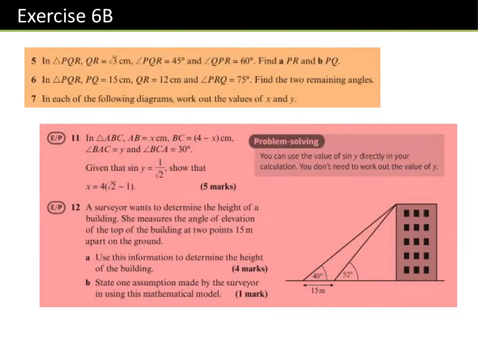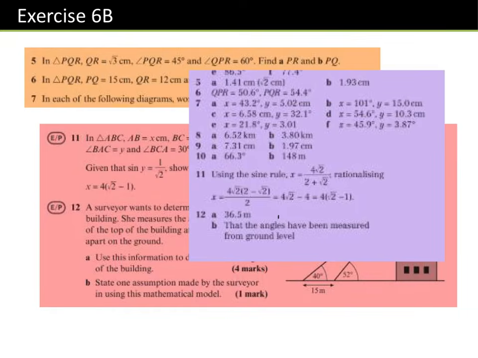So what I would like you to do is questions 5, 6, 7. For questions 5 and 6, you've got to actually draw the diagram to then figure out what angle or length you need to find. And in question 11 and 12, it's a bit more problem solving. Please give them a go.